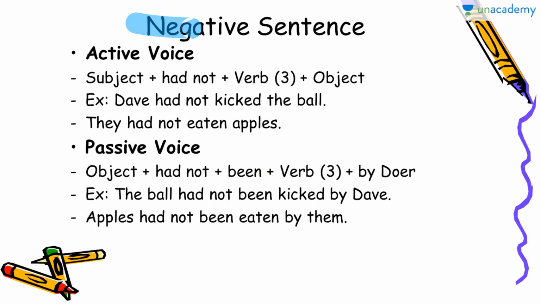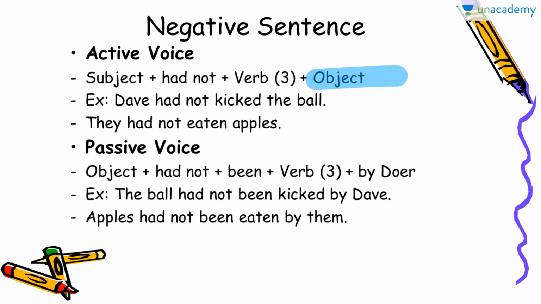Coming on to negative sentence, sentences which tell about negation, tell about denial of something, they are negative sentences. In active voice of past perfect tense, the sentence will start with subject, then had plus not. Not will tell about negativity over here. Then verb third form, past participle form, and then object.